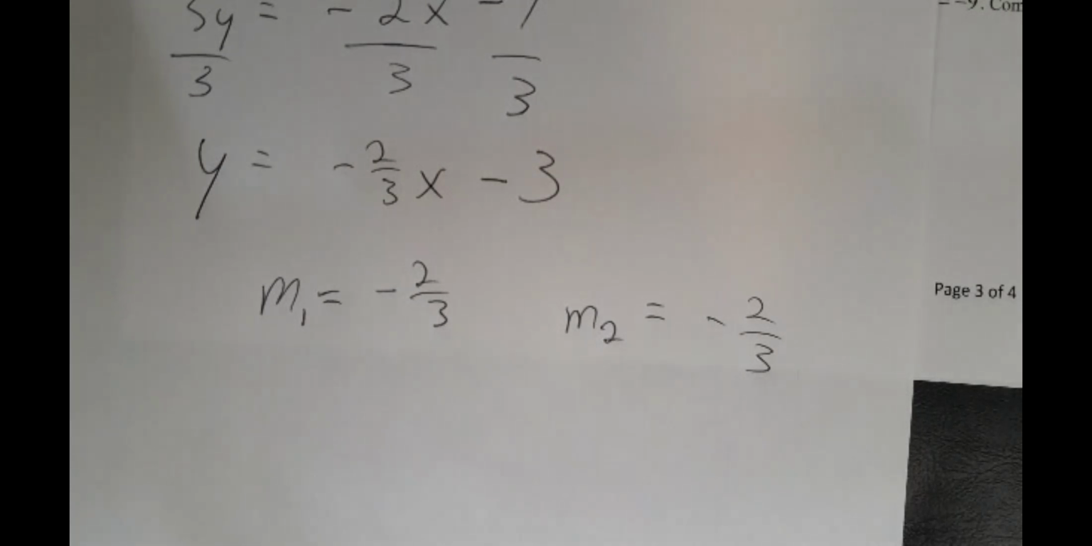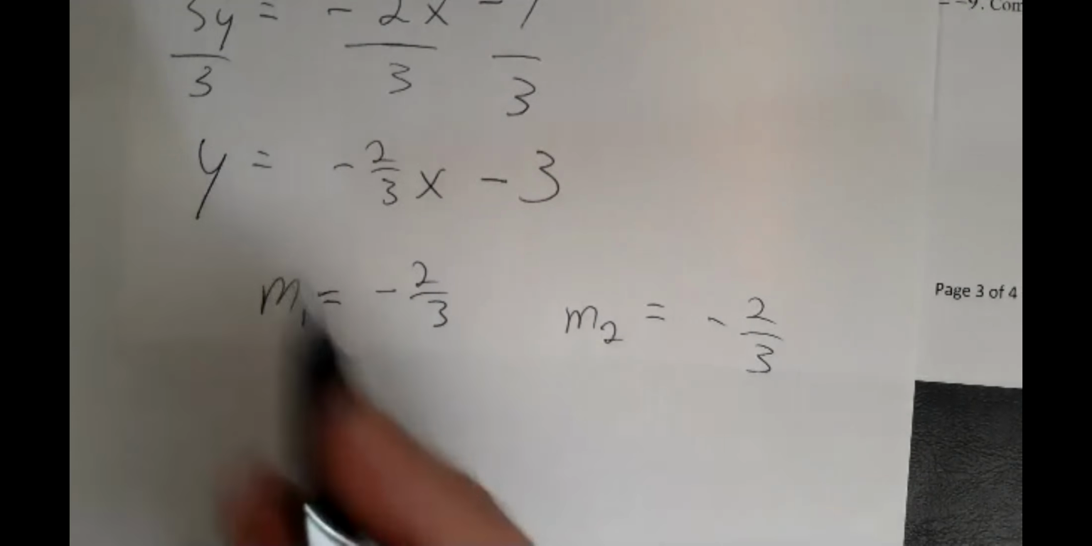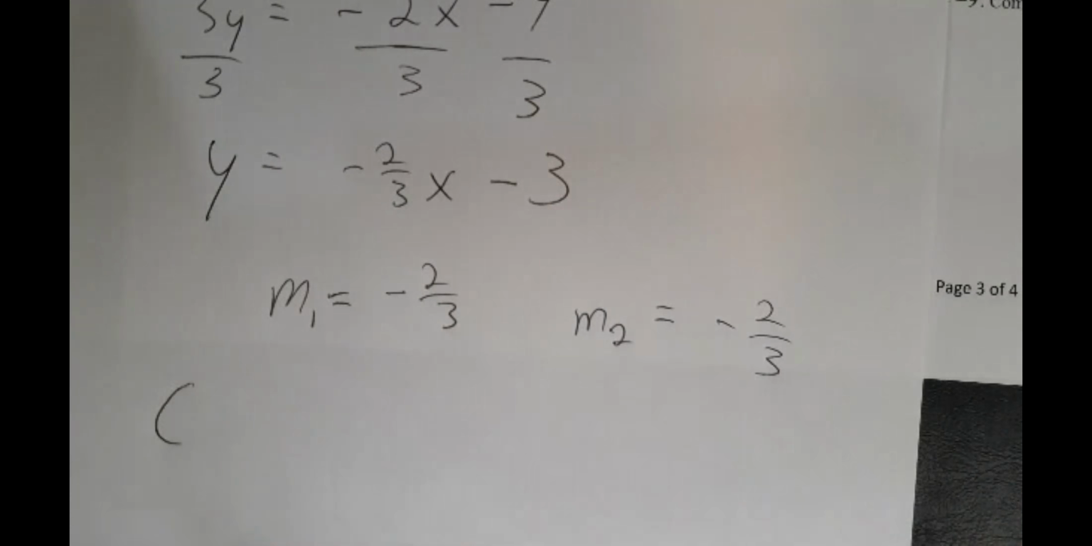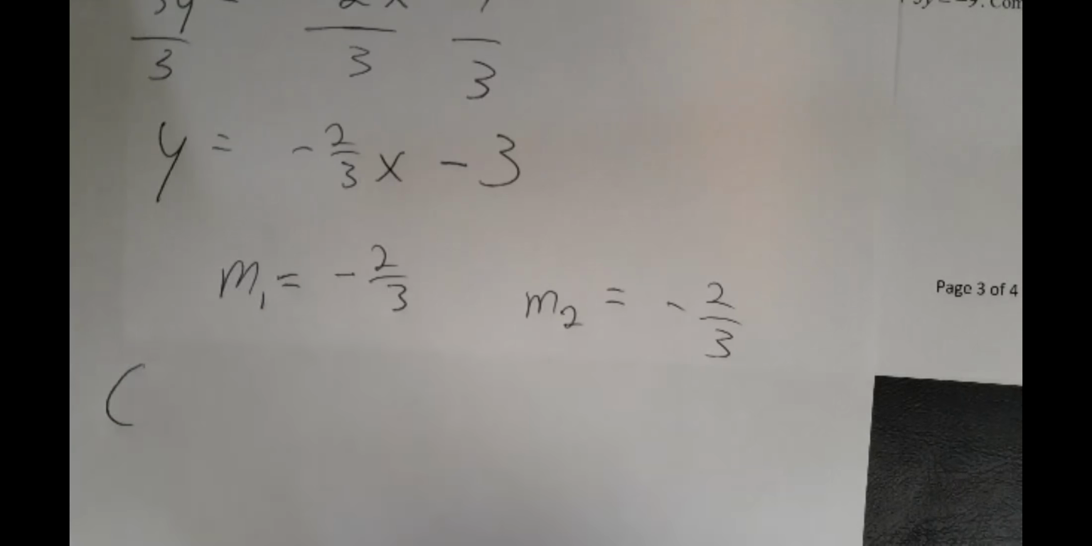So maybe it's silly that I wrote it as two variables because it's the same number. We're taking the slope off of this line. We know our slope is -2/3. We know the point they give us that we want to go through is (3, -4).